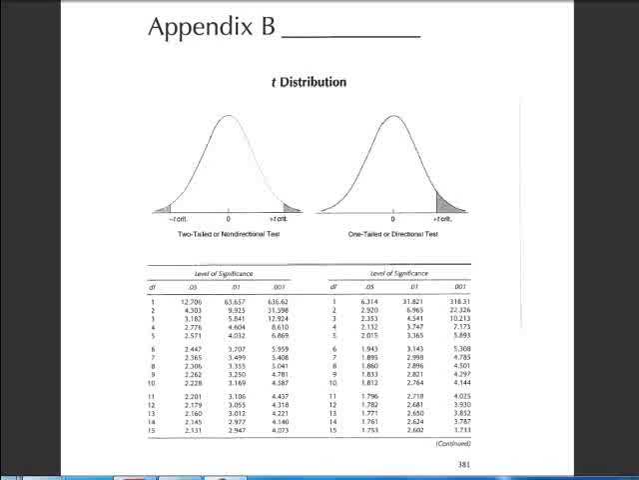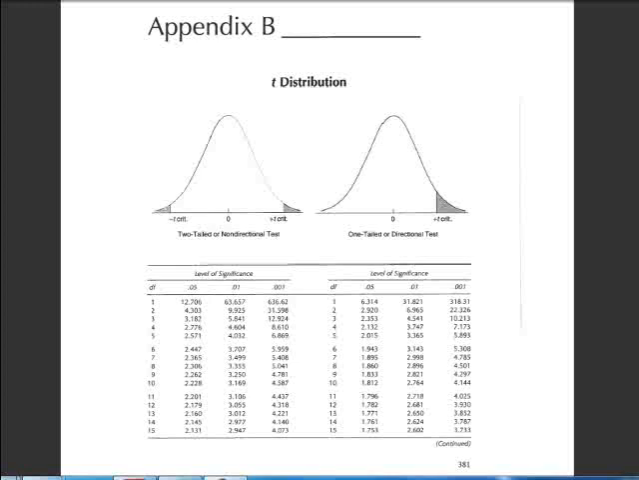Degrees of freedom is abbreviated DF, and here are some definitions of degrees of freedom. Degrees of freedom is a value that indicates the number of independent pieces of information that go into the estimate of a parameter. Remember, because we don't typically have access to everyone in a population, we have to estimate population parameters. So degrees of freedom is a value that indicates the number of pieces of information that go into the estimate of that parameter.